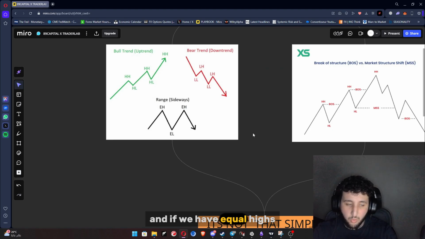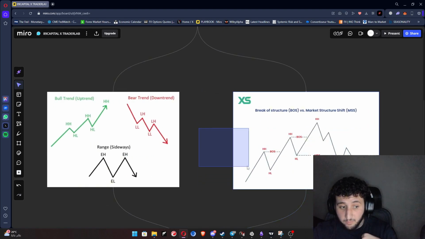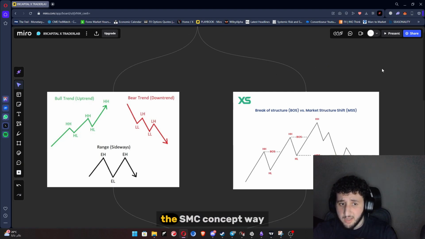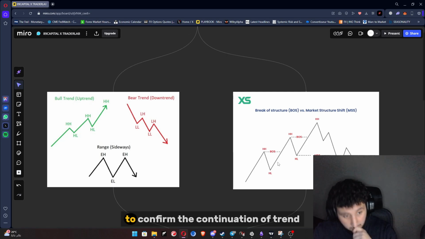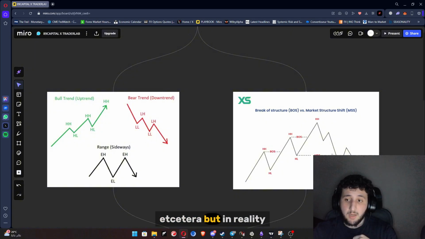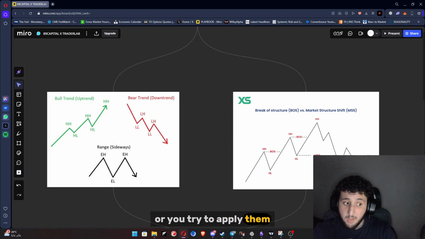And if we have equal highs, etc., the market is ranging. Or there is the more fancy, more trendy way, especially the ICT, the SMC concept way, where we have to look for a break of structure to confirm continuation of trend, or the market structure shift, etc.